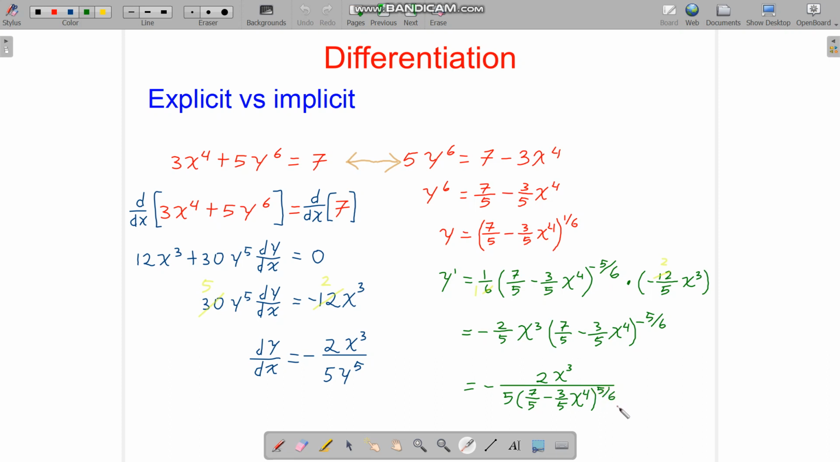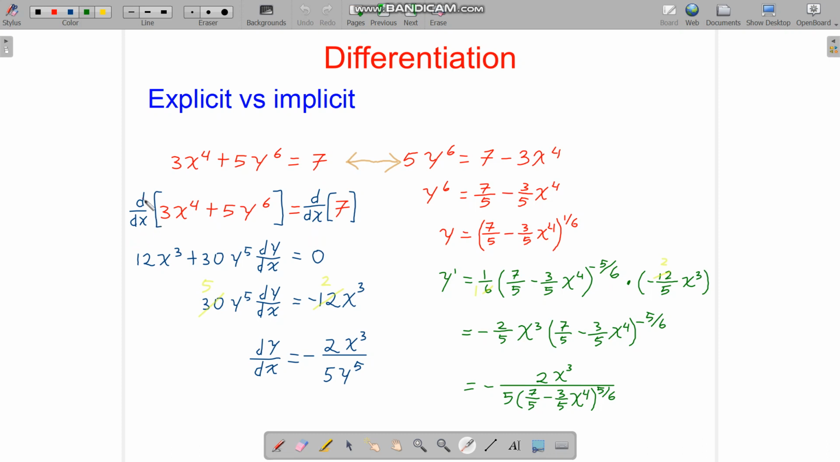Now that's how we do it explicitly. So explicitly means we start with y equals something in terms of x. Now implicitly, what we do is we differentiate both sides with respect to x.